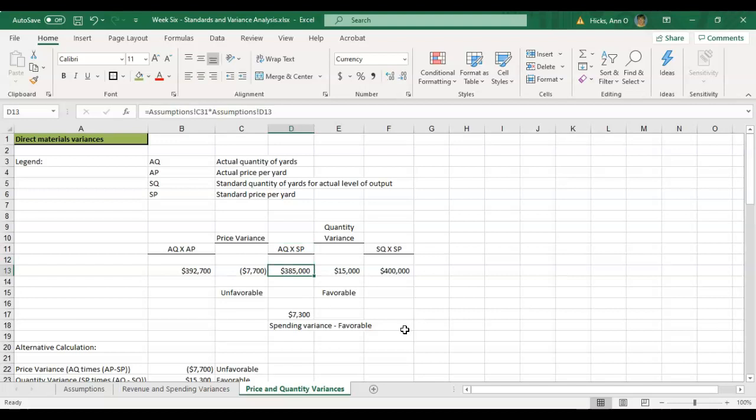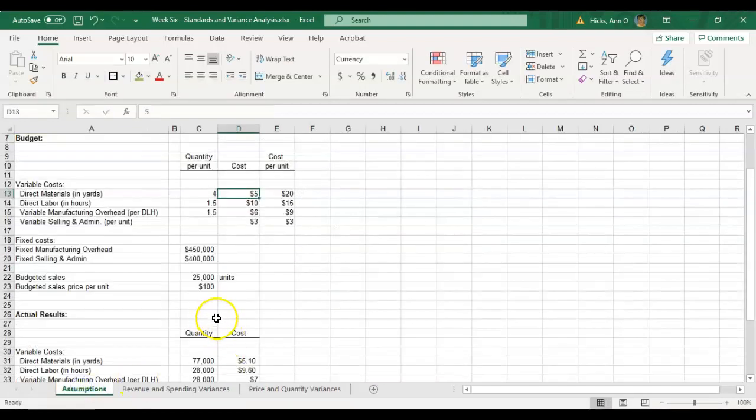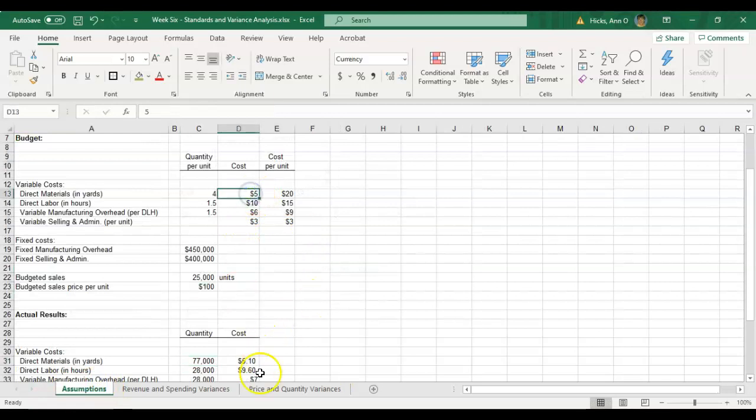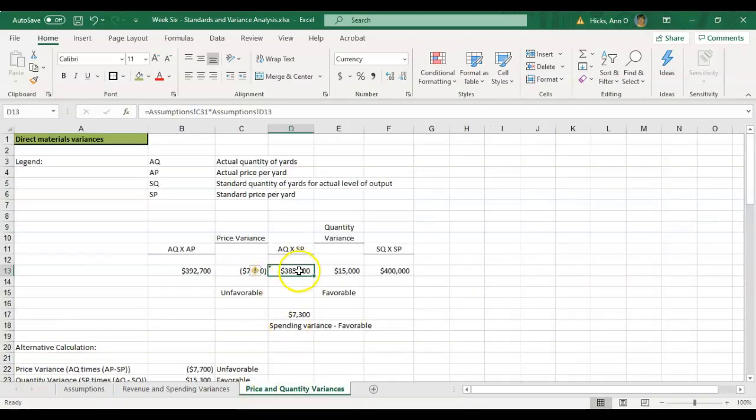So in this column, what we're going to do is take the actual quantity of materials, the 77,000 yards, and multiply it by the standard price, which is the $5. And that gives us $385,000. Now, truthfully, that number doesn't appear anywhere in any financial statements or anything else. It's strictly a number that helps us break out what we need from an informational perspective.